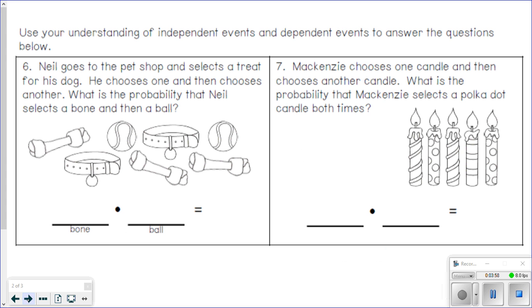So let's see how we can use this. Use your understanding of independent and dependent events to answer the questions. Neil goes to the shop and selects a treat for his dog. He chooses one and then chooses another. What is the probability that Neil selects a bone and then a ball?